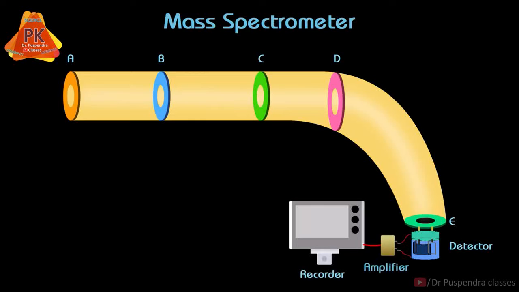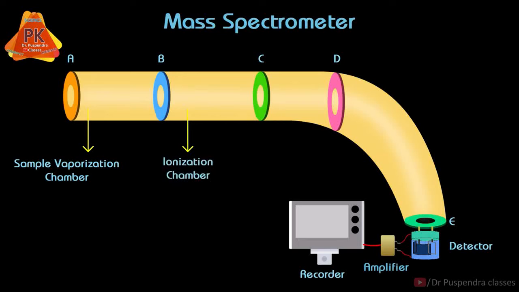Now coming to the various chambers present in mass spectrometer. So first chamber is sample vaporization chamber. It is present between slit A and slit B. Second chamber is ionization chamber. It is present between slit B and slit C. Third chamber is ion acceleration chamber. It is present between slit C and slit D. Fourth one is mass analyzer. It is present between slit D and slit E.